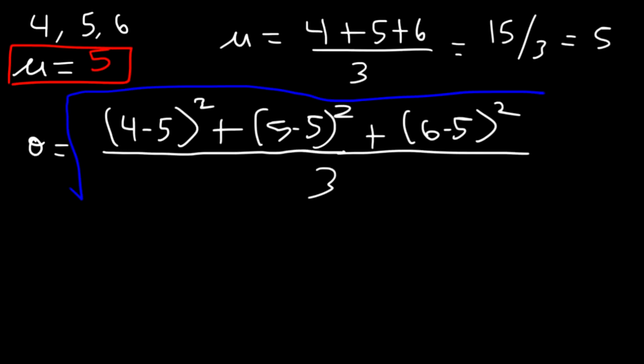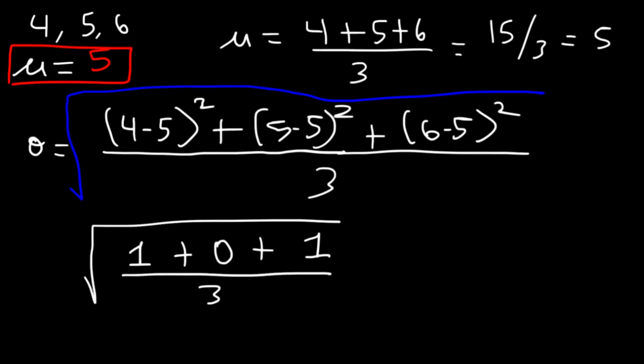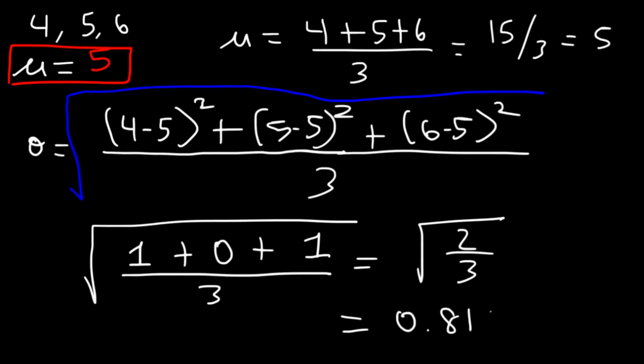4 minus 5 is negative 1. Negative 1 squared is simply 1. 5 minus 5 is 0. 6 minus 5 is 1. And it's all divided by 3. 1 plus 1 is 2. So we have the square root of 2 divided by 3. Now, 2 divided by 3 as a decimal is about 0.67. And the square root of 0.67 is 0.816.